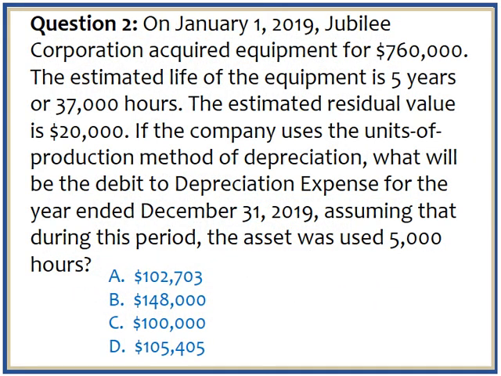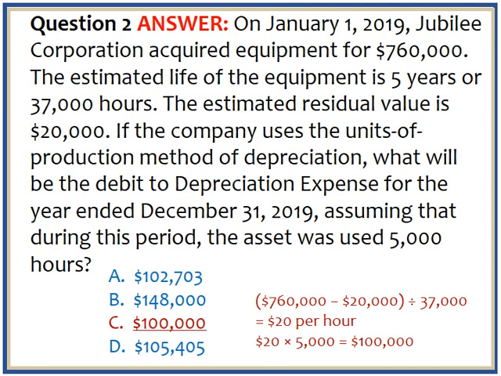The second question reads, on January 1st, 2019, Jubilee Corporation acquired equipment for $760,000. The estimated life of the equipment is 5 years or 37,000 hours. The estimated residual value is $20,000. If the company uses the units of production method of depreciation, what will be the debit to depreciation expense for the year ended December 31st, 2019, assuming that during this period the asset was used 5,000 hours? The choices are $102,703, $148,000, $100,000, or $105,405.